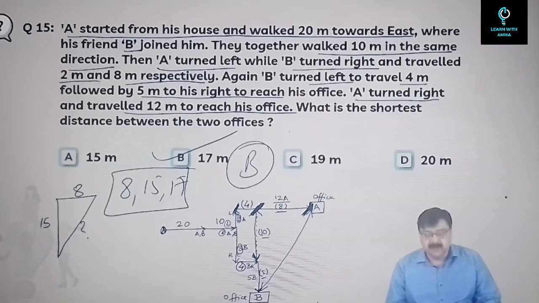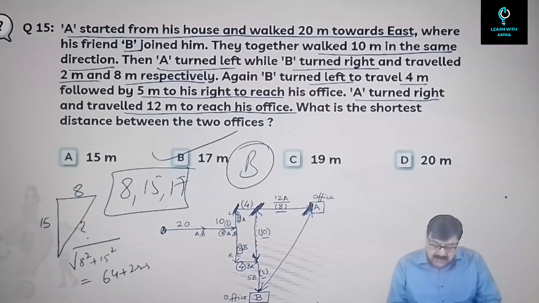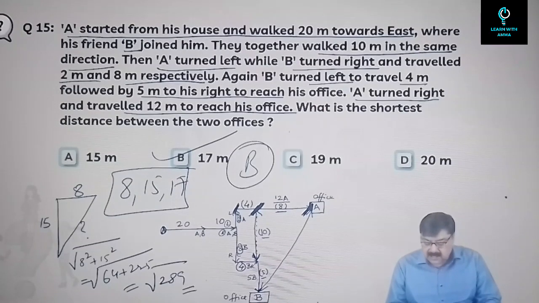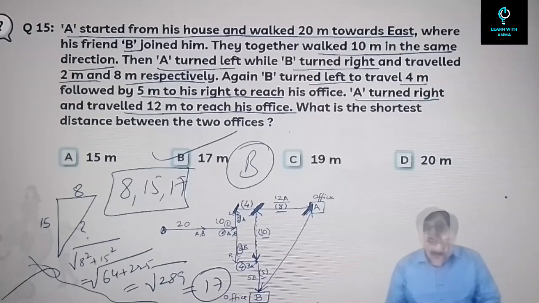Should not take you much time. Otherwise, 8 square plus 15 square under root, that is 64 plus 225 under root, that is square root of 289, that is 17. Why should you waste your time doing all these things? So this is what is called preparation. You have to do certain things on your own before you enter into the examination hall. So 17 meters, choice B is the correct answer.